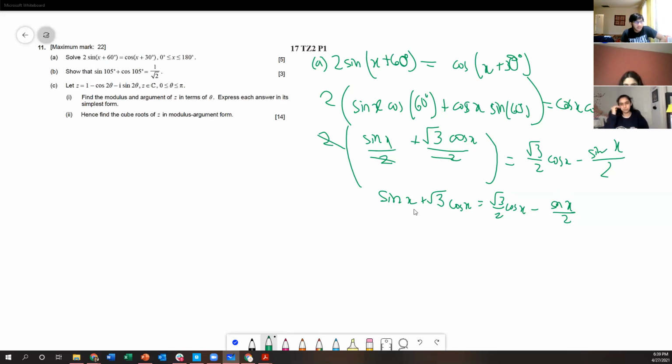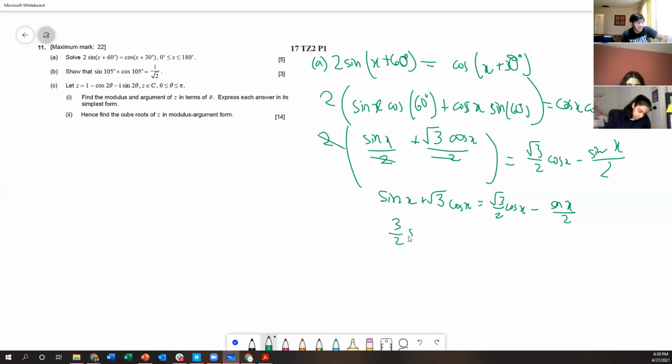Now, if I move all the sines to one side, I'm going to get 3 over 2 sine x. If I move this to the other side, I'm going to get minus 2 root 3 over 2, which will give me minus root 3 over 2 cos x. Now I want to get the cos x on this side so that I can have tangent x. So I'm going to divide both sides by cos x. And I want the 3 over 2 on the other side so that I can find what tangent of x equals. So I can multiply both sides by 2/3, and if I do that, the 2's will cancel. I'm going to get tangent x equals minus root 3 over 3.